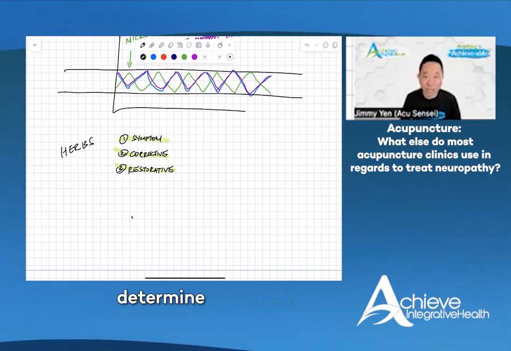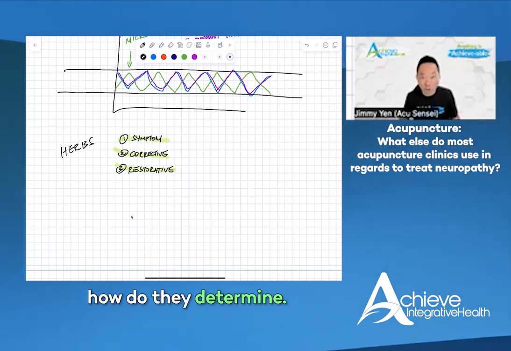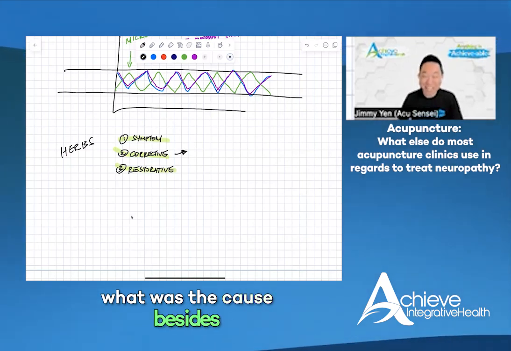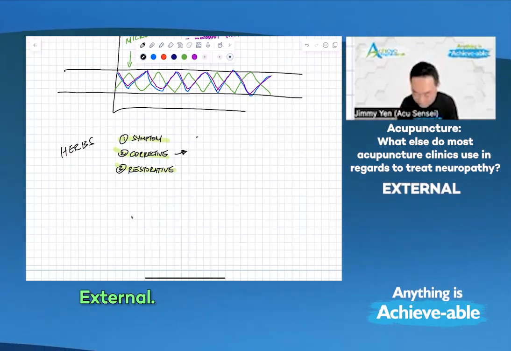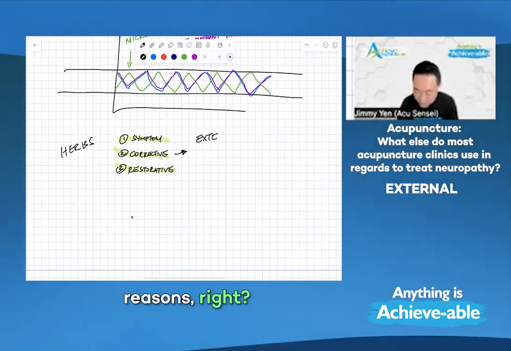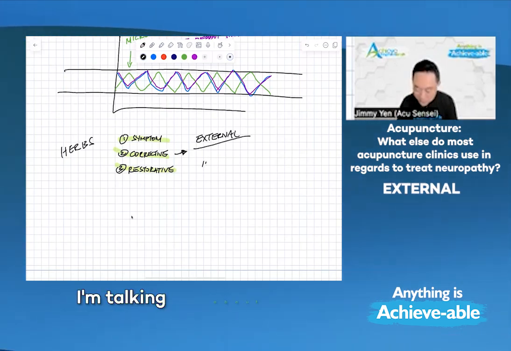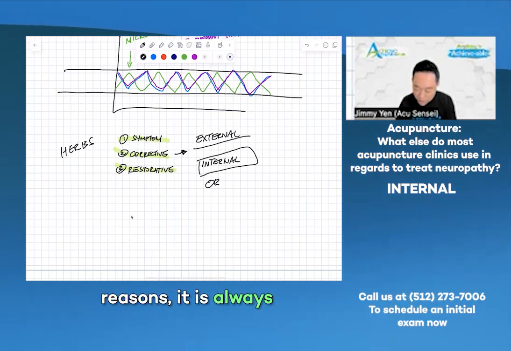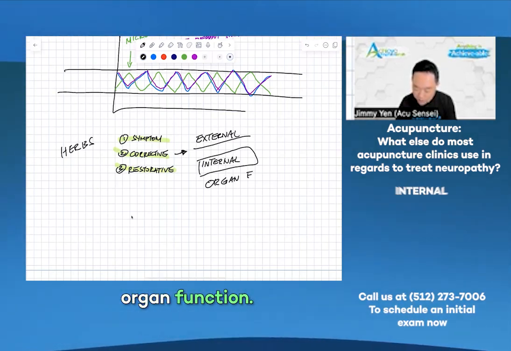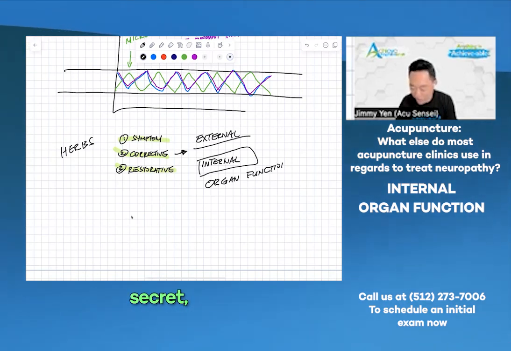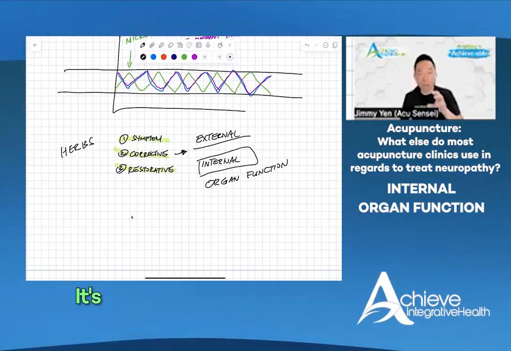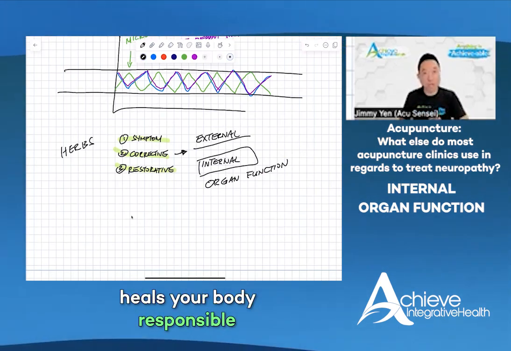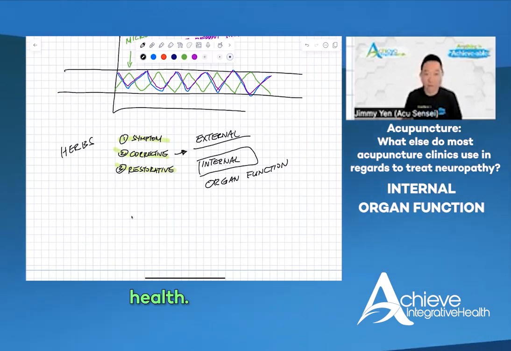And how do they determine that? If they correct the problem, how do they determine? That's a question. How do you determine what was the cause? Besides the chemotherapy, external, there are external reasons, right? We can't change those. I'm talking about internal. That's what herbs address. So from the internal reasons, it is always organ function. I just gave you a little secret, right? It's always organ function because your organs are what heals your body, or are responsible for restoring your body's health, right?